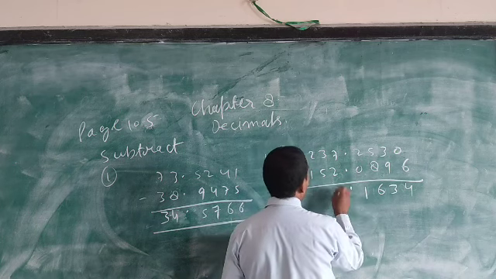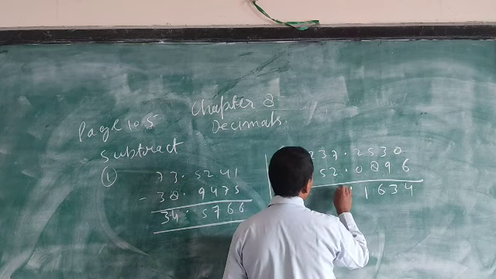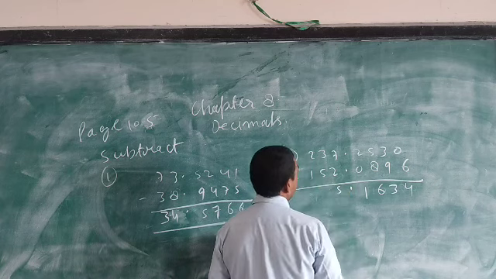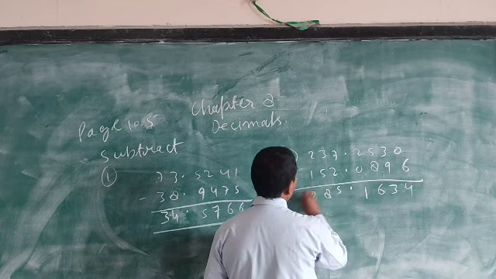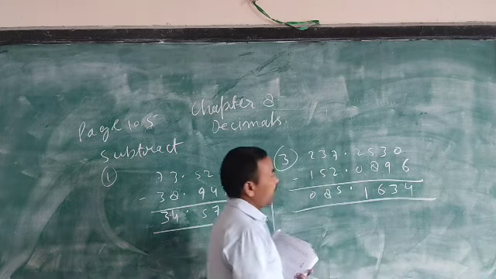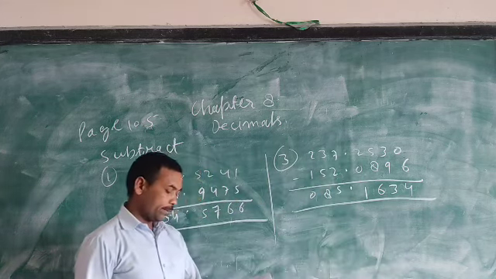Here 7 minus 2 is 5, and here 13 minus 5 is 8. 1 minus 1 is 0. So your answer is 85.1634.